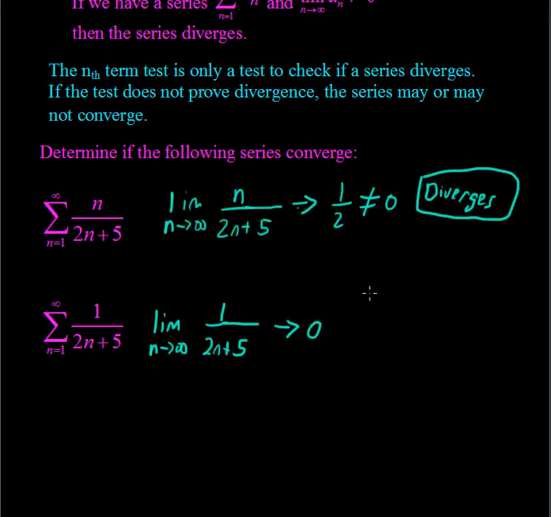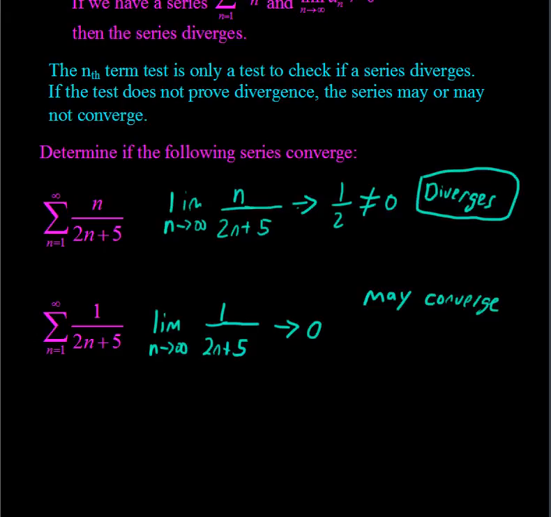If we take the limit of that, that actually is approaching 0. So what that tells us is the series may converge. Okay? We don't know for a fact that it converges, so it may still diverge, but it may converge. All right, so that's the nth term test.